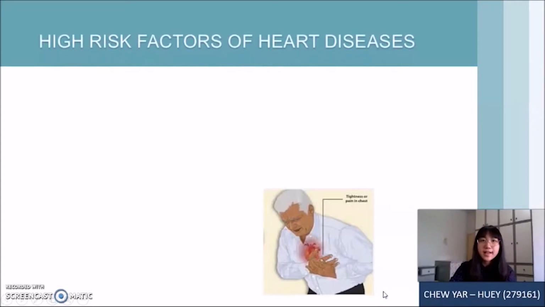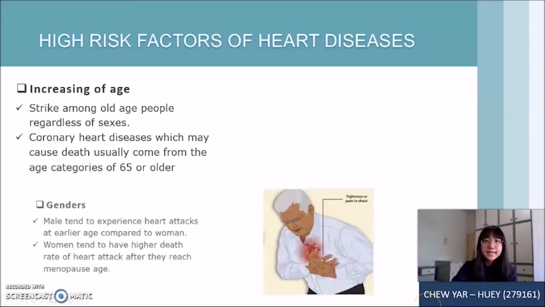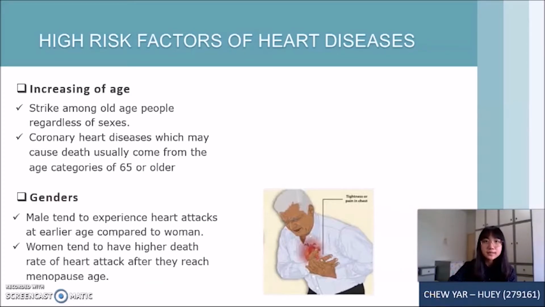We will look at several high-risk factors of heart diseases. Firstly is due to the increasing of age, where heart diseases normally strike among old age people regardless of sexes, such as coronary heart diseases, which may cause death, normally occurring among age categories of 65 or older. Secondly, in terms of genders, males tend to experience heart attack at an earlier age compared to women, whereas women tend to have a higher death rate of heart attacks after they have reached their menopause age.